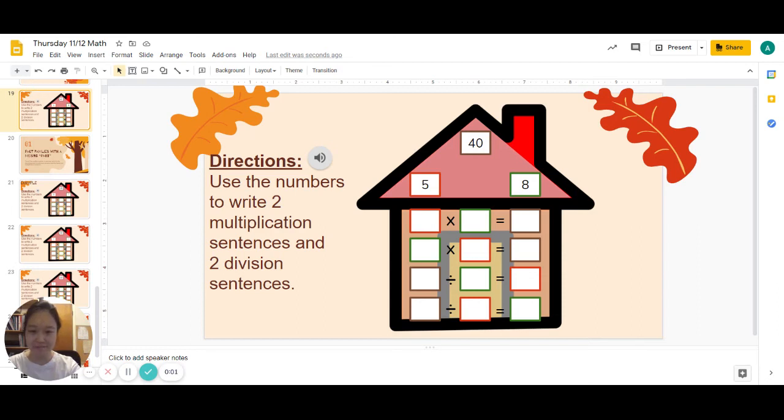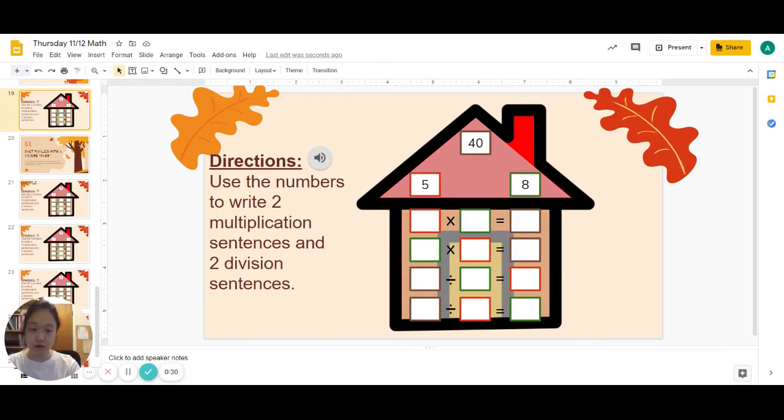Fact families today. On Tuesday, you were given a fact family, a family of 3 numbers, and you wrote 2 multiplication sentences and 2 division sentences. But sometimes you won't be given all 3 numbers in a fact family. In fact, the point of an equation is to find a missing number or an unknown number, and that's usually represented with a question mark.